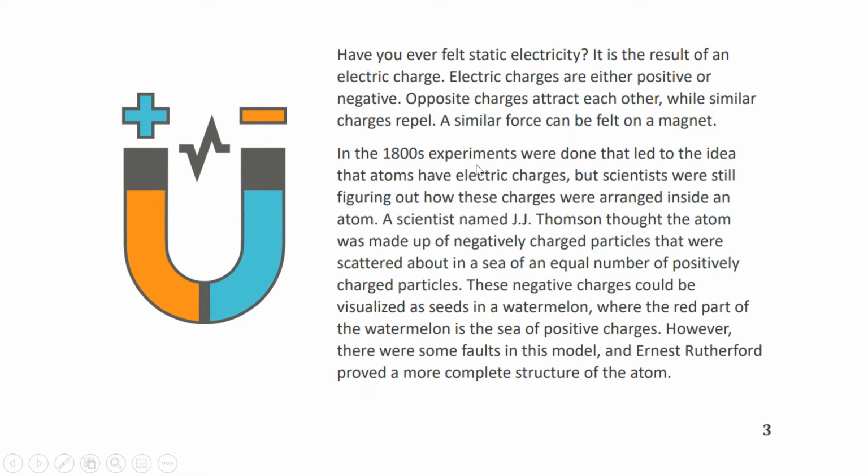In the 1800s, experiments were done that led to the idea that atoms have electrical charges, but scientists were still figuring out how these charges were arranged inside an atom. A scientist named J.J. Thomson thought the atom was made up of negatively charged particles that were scattered about in a sea of an equal number of positively charged particles.